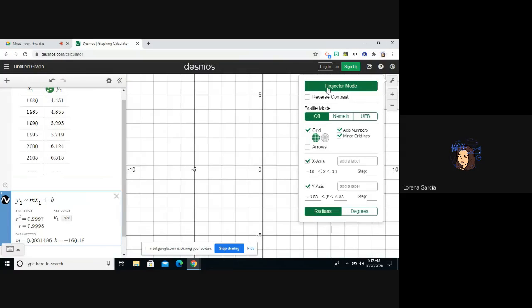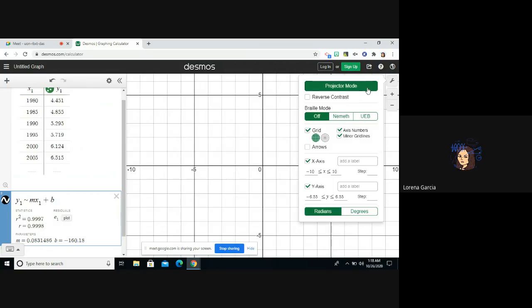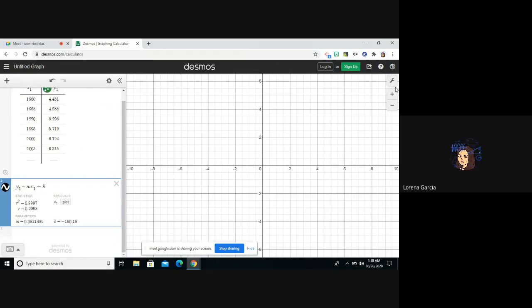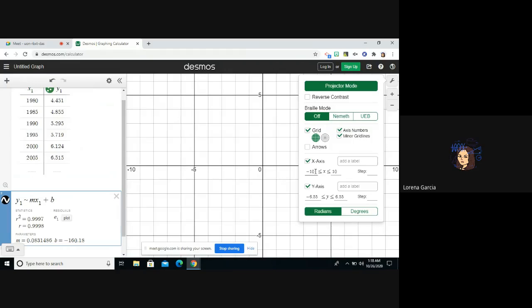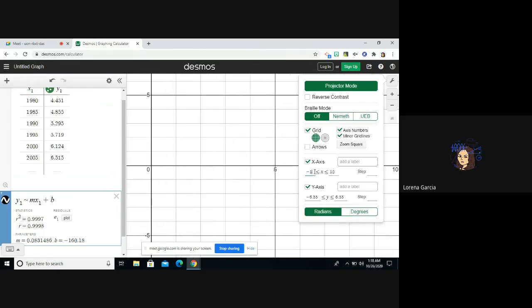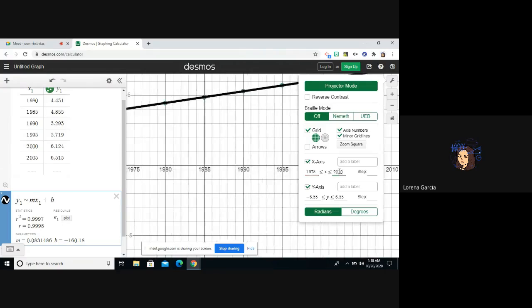Once I have it here, I'm going to click on this little tool on the right where it says graph settings. From there, you can actually mess with your X and Y axis. So if you look at our X values, they go from 1980 to 2005. I usually want it to start a little earlier and end a little later. So I can start at like 1975 and end at 2010. There's no right or wrong way to do it.